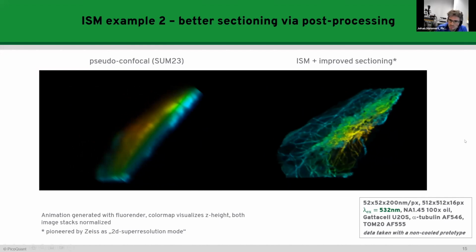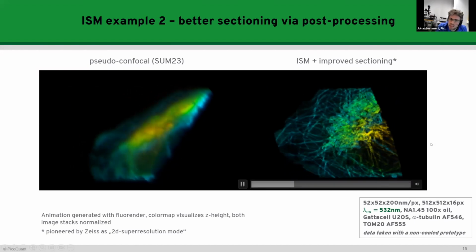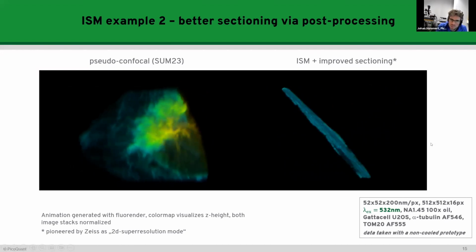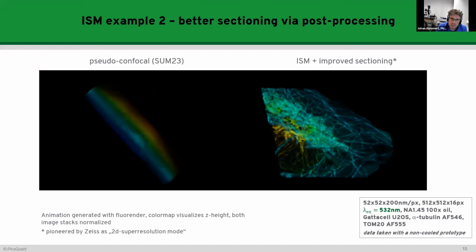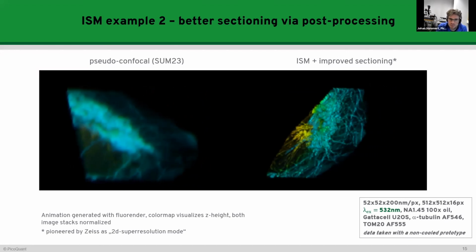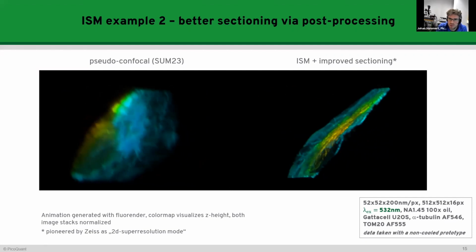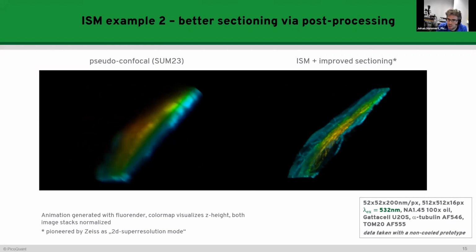And here you can see that, comparing on the left the pseudoconfocal, so what we get when we sum up the signal from all 23 pixels, to the ISM, which includes the improved sectioning, you can see the 3D structure much clearer. And an important thing I should highlight here is that this is not using the 3D information, it's just using 2D information on any individual Z slice.